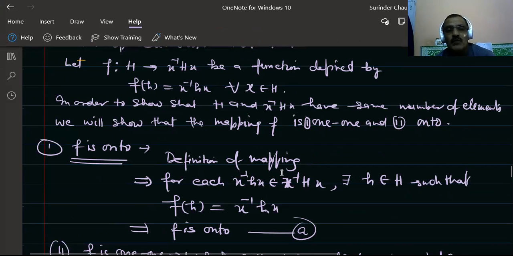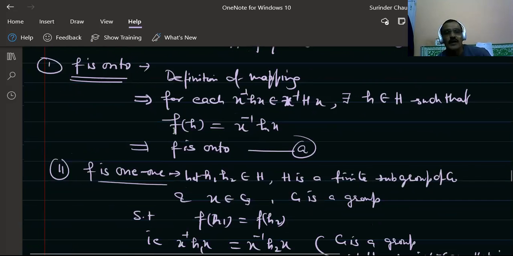From the definition of the mapping, first we will show that this is onto. For each x inverse hx belonging to x inverse capital Hx, there exists h belongs to H such that f of h is equal to x inverse hx. So for each element of the range, we have a unique h belonging to the domain. Now our aim is to show that f is 1-1.